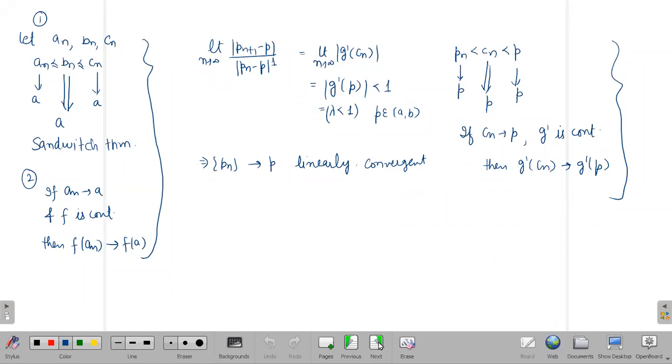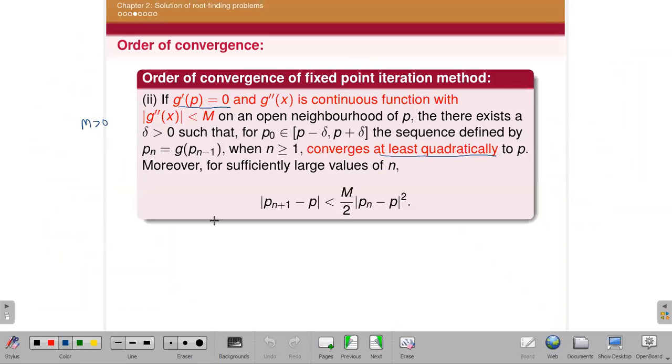Okay, ma'am. Thank you, ma'am. So here also we will use the Taylor series only. Ma'am, yes, ma'am, can you please go to the previous slide? Yes. 2 minutes.